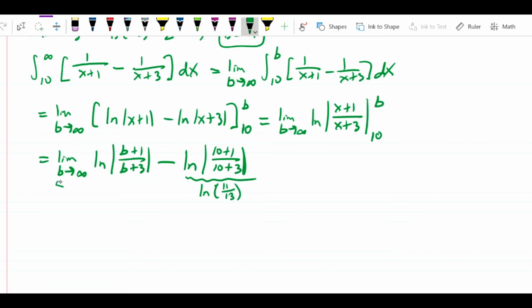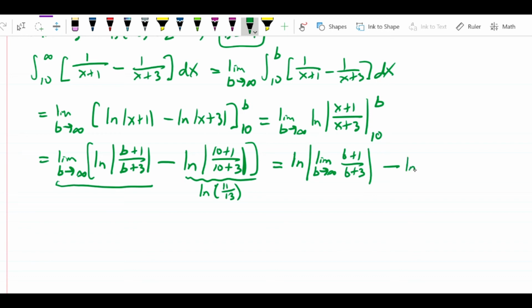So the real issue is going to be evaluating this limit, even though technically I needed to put brackets around there because I'm doing the whole limit. Really, the only thing I care about for evaluating the limit is the expression that actually includes b. There's something called the composite limit rule that basically says that the limit of a log is equal to the log of a limit. You would have learned this in limits in Calc 1. So this is going to equal ln of the limit as b approaches infinity of (b plus 1) over (b plus 3), and then minus ln of 11 over 13. We already found that part.